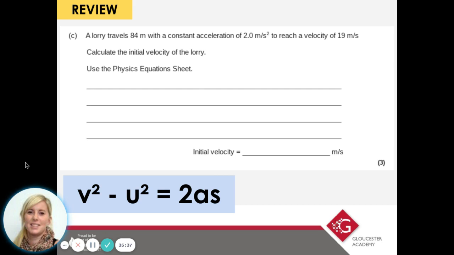Then we need to get u on its own. There are a few different ways that you can do this, but I'm going to move v squared over to the other side. If you move it over, it's still minus 19 squared on the other side. So on your right-hand side, you have 336 minus 361. And that comes out as minus 25 on your left-hand side. When you have two minuses, they cancel each other out. So you have 25. And then when you square root it to get u on its own, the square root of 25 is 5. So the final answer is 5 meters per second.